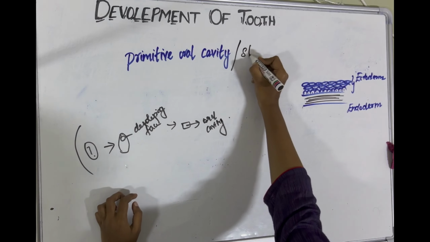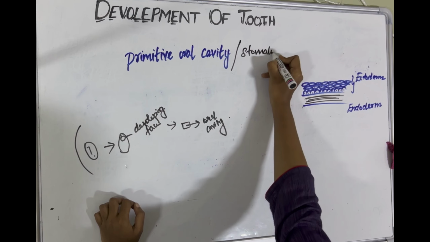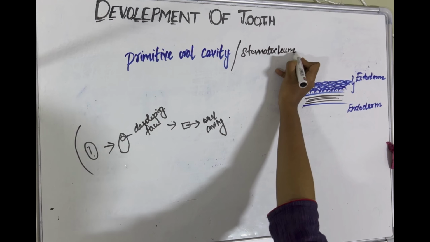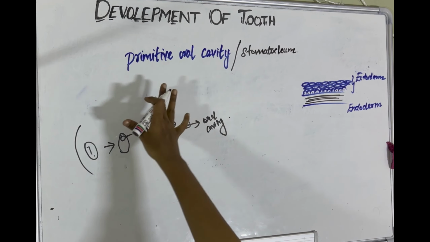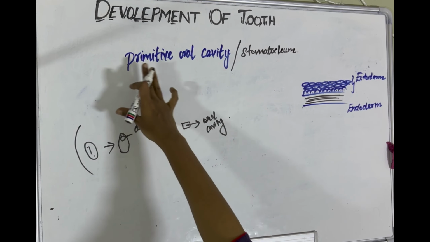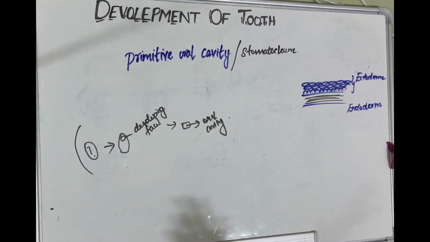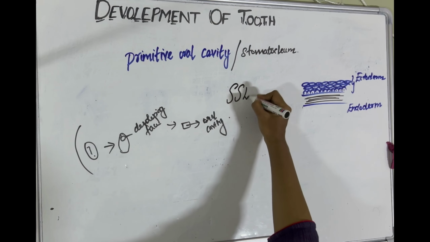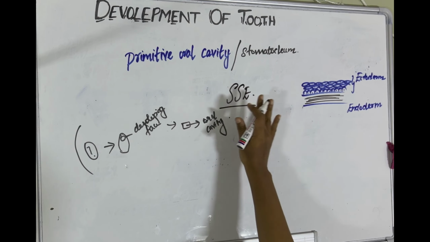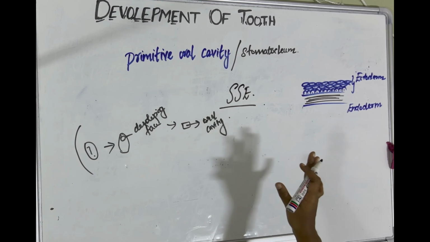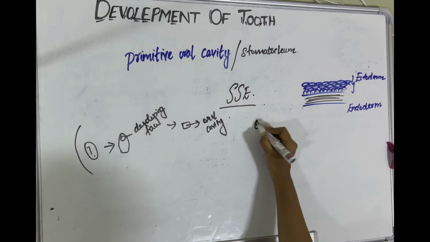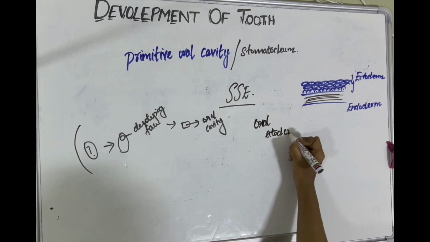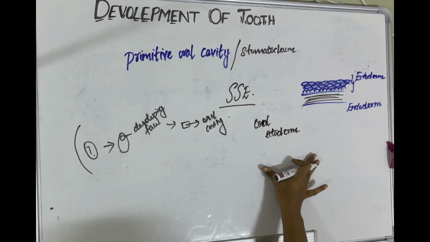or it's also called stomatodium. The one which forms the future oral cavity is thus called the primitive oral cavity or stomatodium. This is lined by stratified squamous epithelium, and this is called the oral ectoderm.